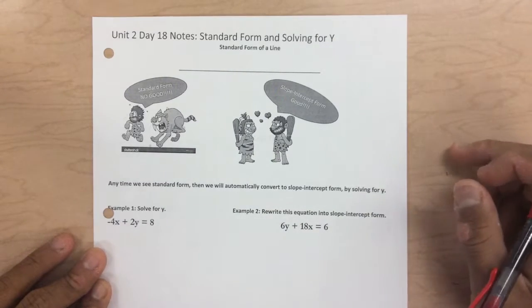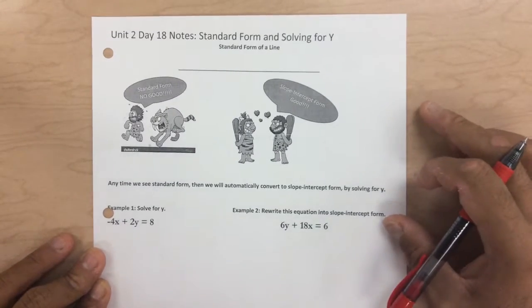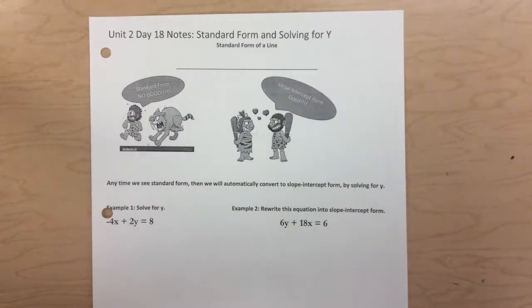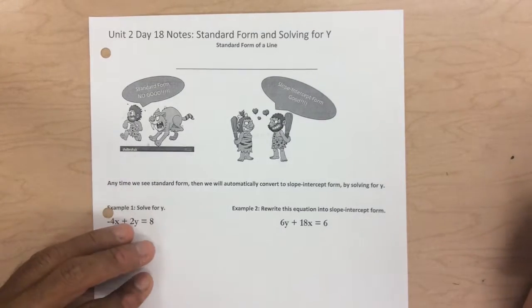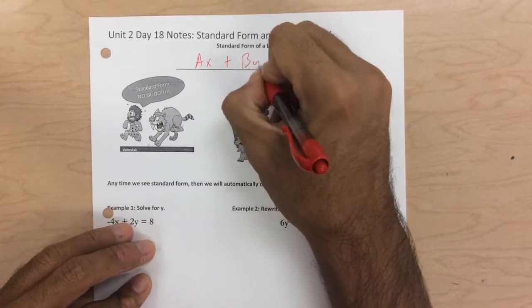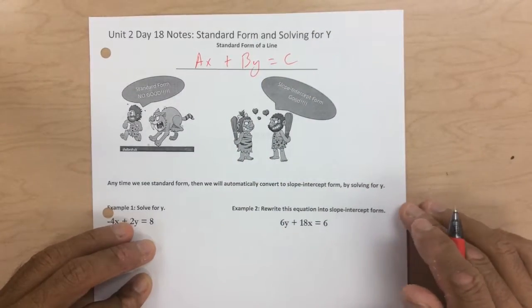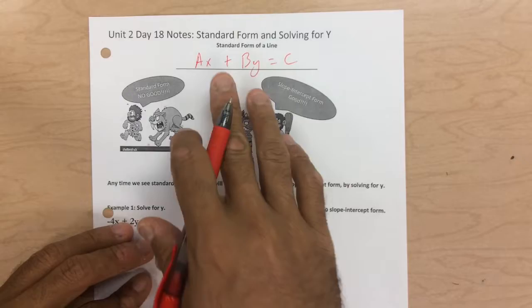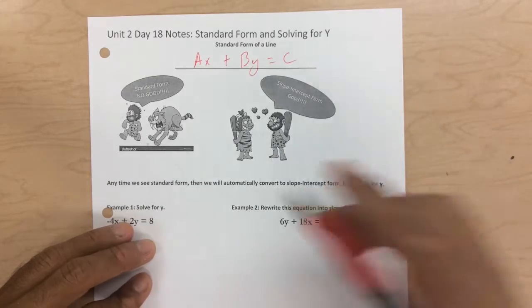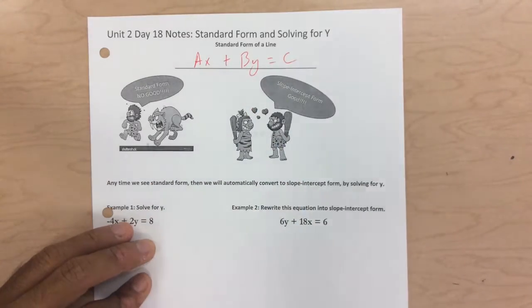Okay, so today we're going to do Unit 2, Day 18 notes, which is looking at standard form and then taking that standard form of a linear equation and converting it to slope-intercept form. So the standard form of a line is basically ax plus by equals c. Now you need to understand that if you ever get this form, you need to go from this form to y equals mx plus b, because standard form is no good, slope-intercept form is good, okay?